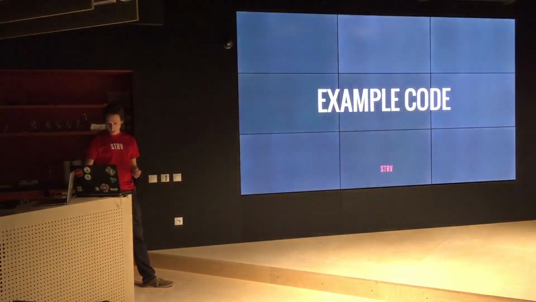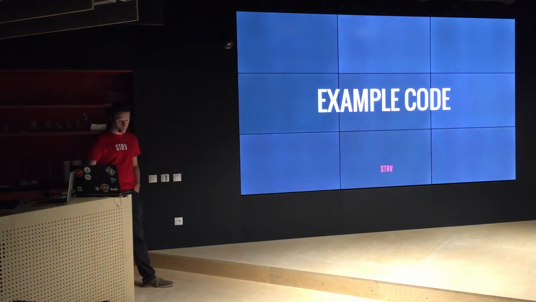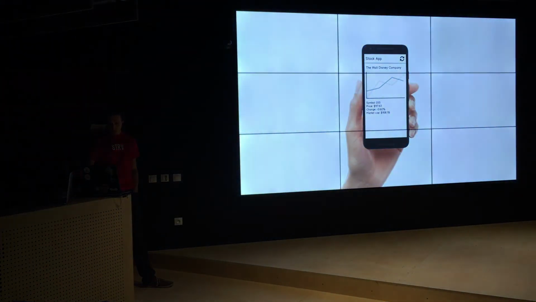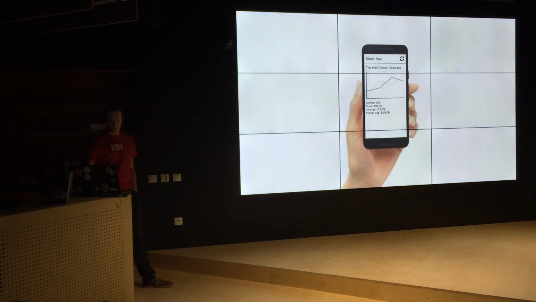And that's it. Now I will show you some example code. It will be a very simple example just to show you how I implement it. So imagine we have an application. It's a simple application for showing some information about stocks, for example, Walt Disney Company. There is a button on the top. It's a refresh button. There is some title, some chart, and some other info. So how to implement this with MVVM?